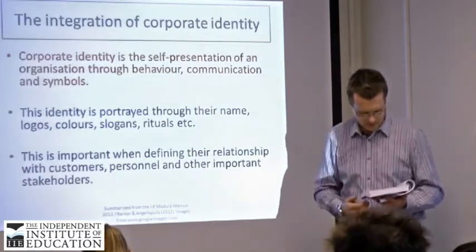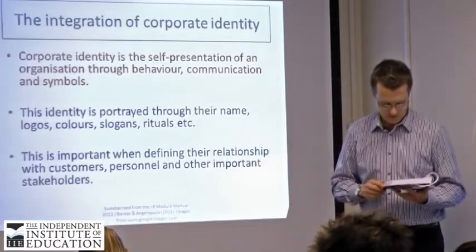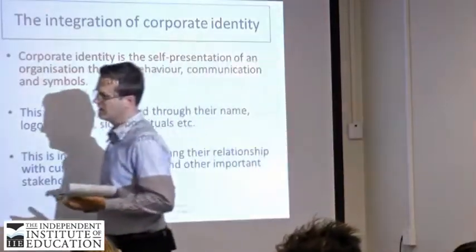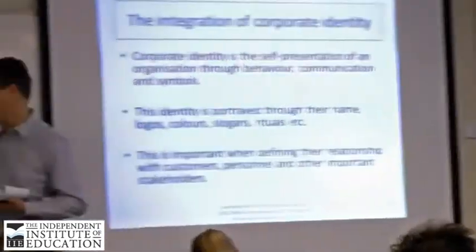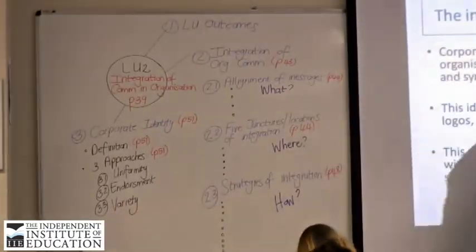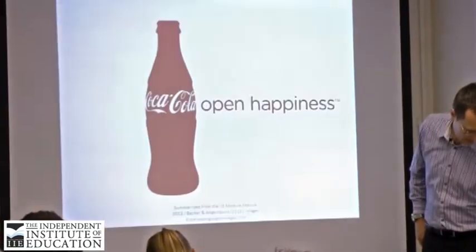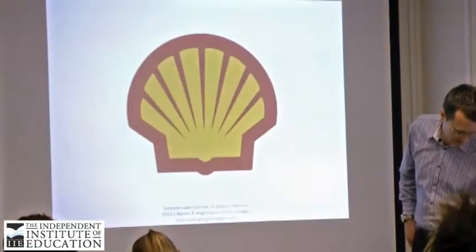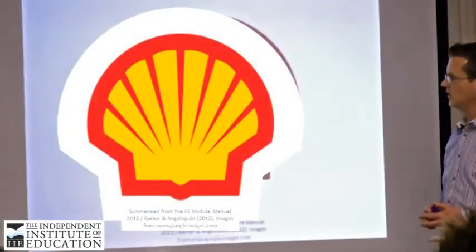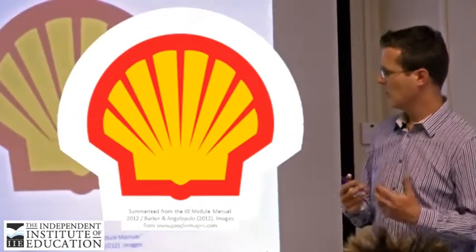Then, if you go down, they say Van Riel identifies three predominant approaches to how we can apply corporate identity, and we identify them as uniformity, endorsement, or variety. Let's look at a few examples of corporate identity. We looked at Coke. Now, are you familiar with this? Shell. Shell, if I'm right, is a Dutch company. Gas, oil, etc.